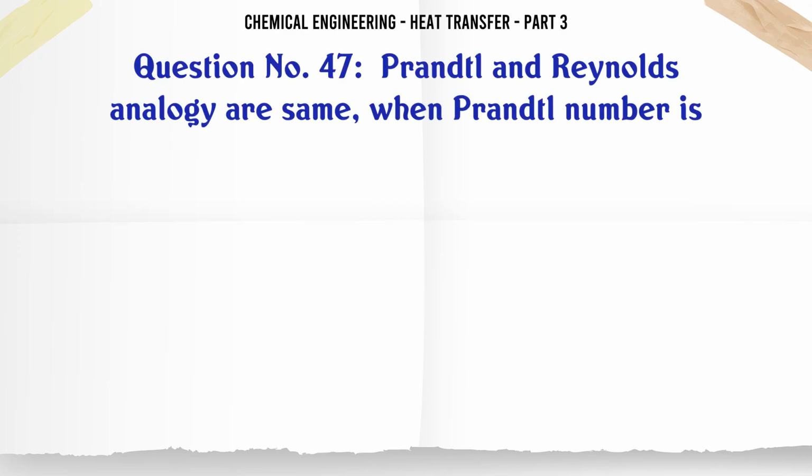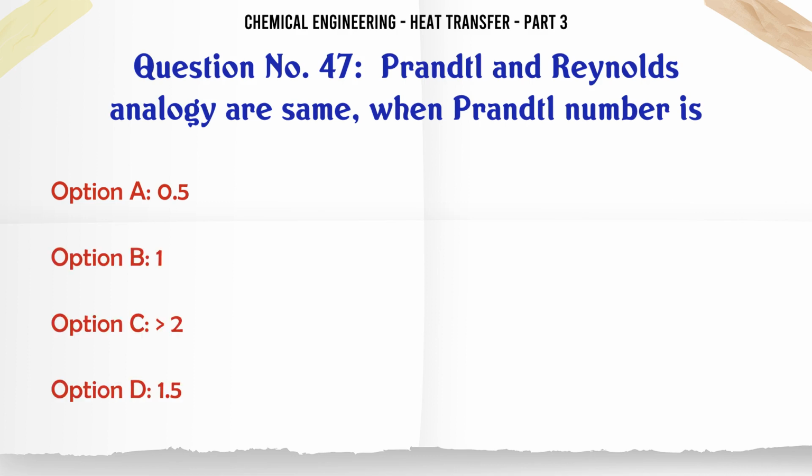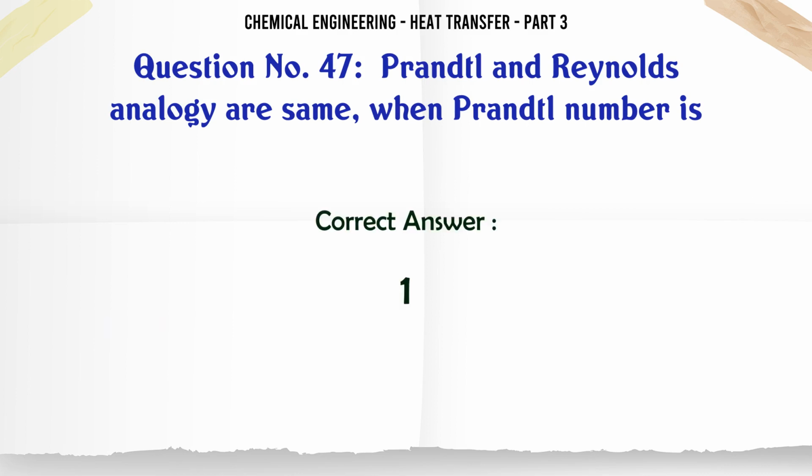Prandtl and Reynolds analogy are same when Prandtl number is A. 0.5, B. 1, C. 2, D. 1.5. The correct answer is 1.